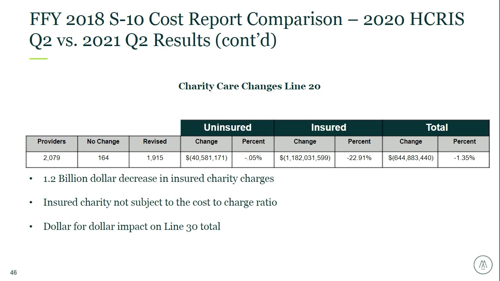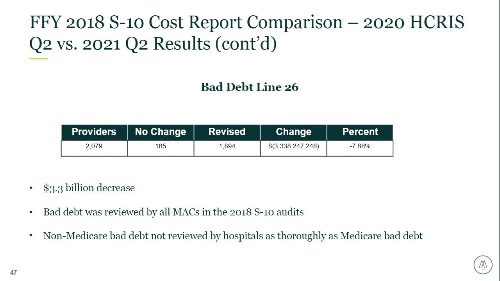Bad debts have continued to be a focus in these audits and will continue to be if these kinds of findings continue. Almost 1,900 hospitals had a change to this line to the tune of $3.3 billion, or a 7.88% reduction.